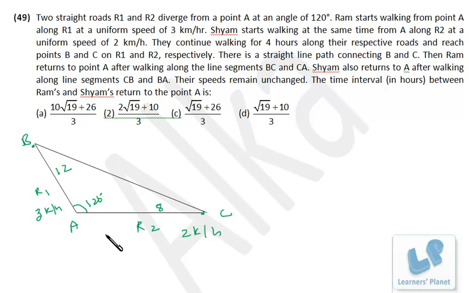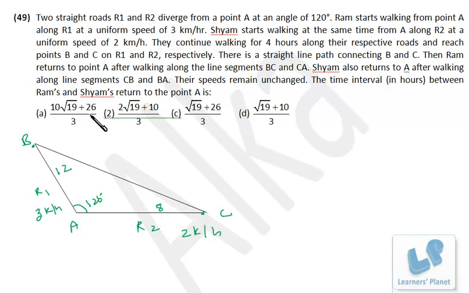So precisely this guy is covering this length plus this length, and the other person, that is Shyam, is covering this length plus this length, right? Now we have to find out the time interval between Ram and Shyam's return. So first of all, we have to find out the length of BC. The problem is a bit lengthy.